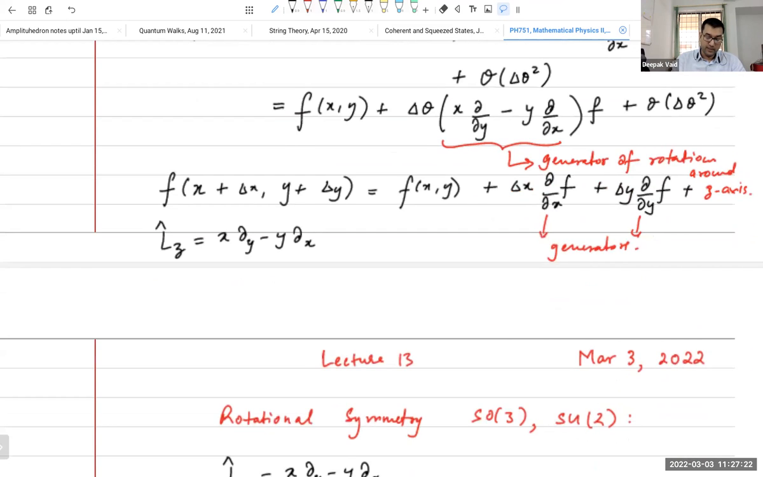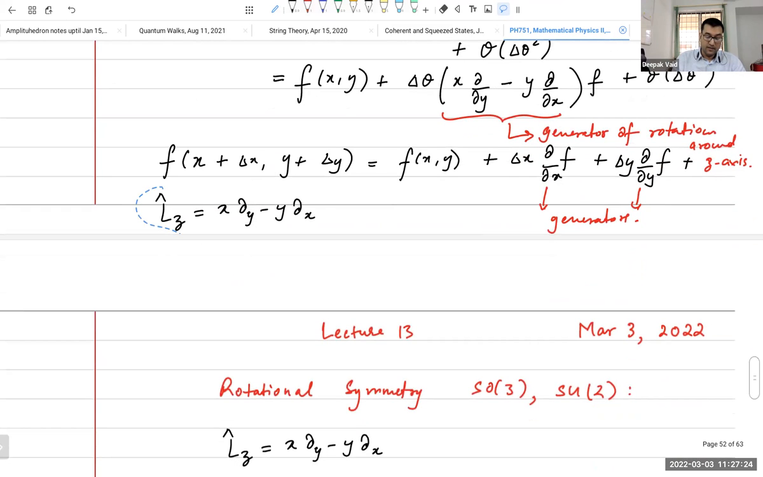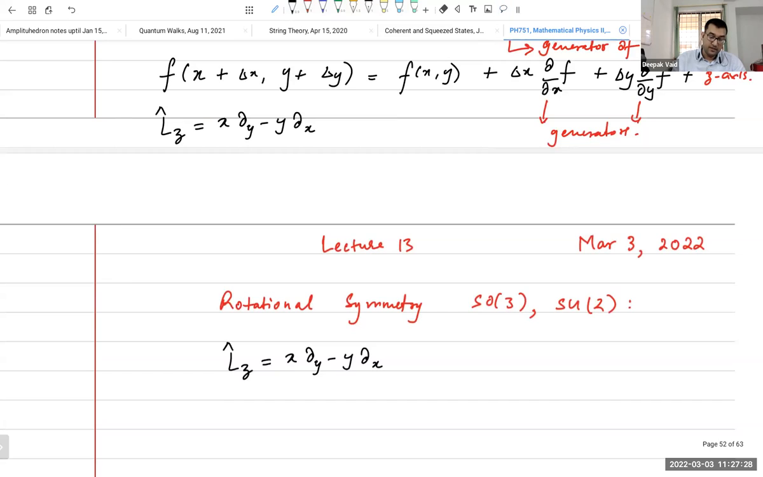First, let me point out one thing. This L_z, we get this expression. Do you recognize this L_z from somewhere? Does this remind you of something? Angular momentum. This is the z component of the angular momentum, right? The angular momentum operator.